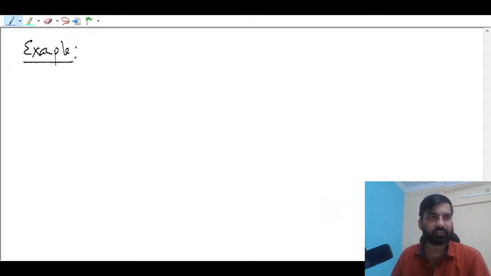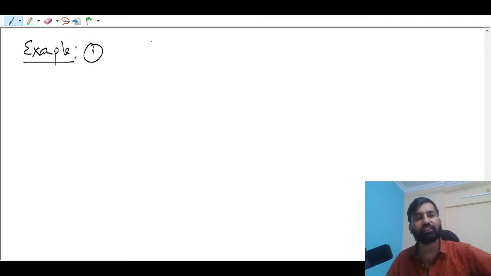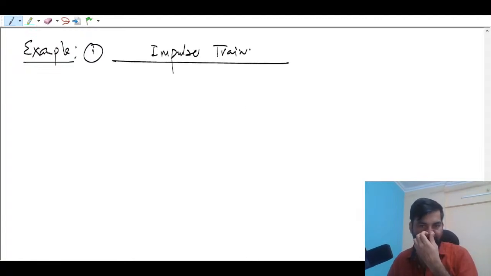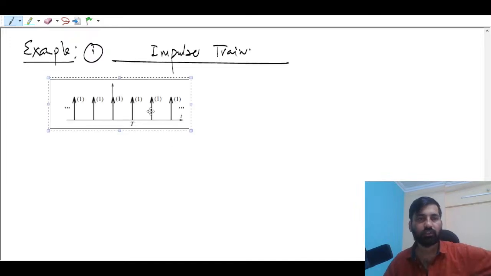Now let us take some examples. I'm just going to take the first example, impulse train. I will take the first example of impulse train. Okay, impulse train means your impulse is going to look like this. It is periodic after each time period t. This is impulse train.